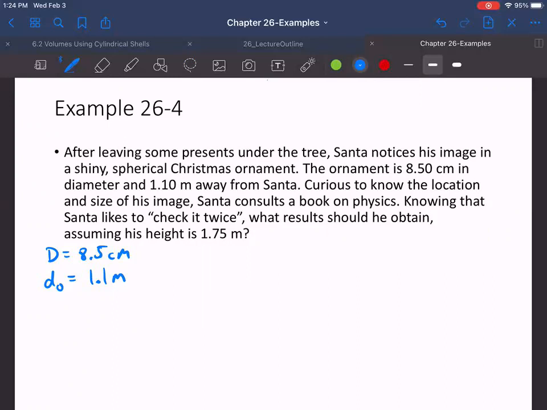And curious to know the location and size of his image, Santa consults a book on physics. I mean, this is ridiculous. We know he wouldn't have to consult a book.